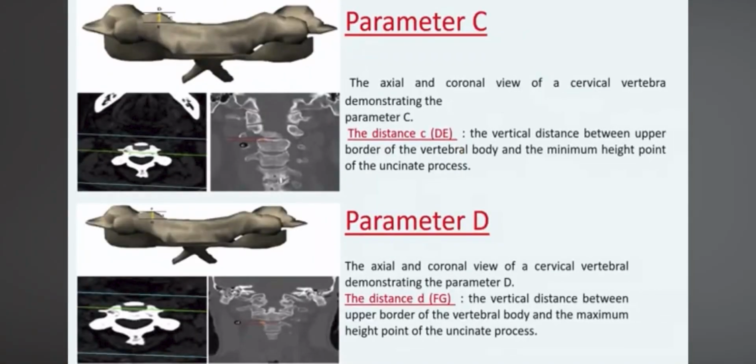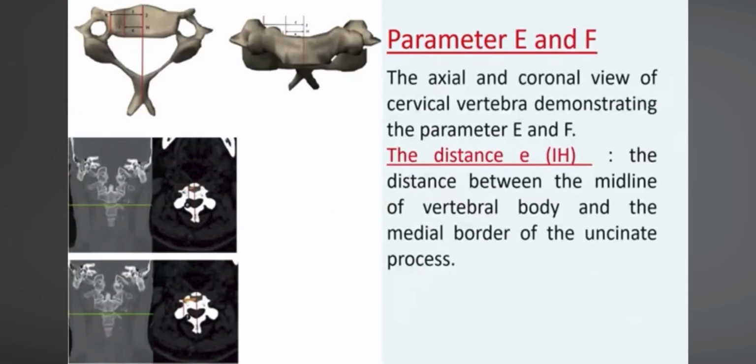The third one was the height of the uncinate process, the minimum height. The fourth parameter was the maximum height of the uncinate process. The fifth parameter was from the midline to the medial border of the uncinate process. And the last one was from the midline to the lateral point of the uncinate process.